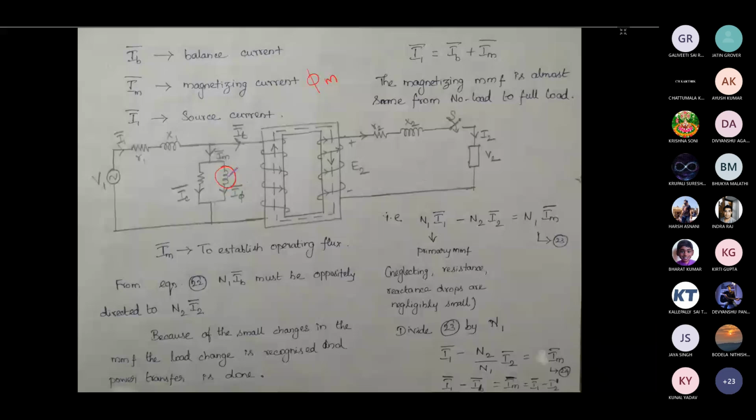Then I am going to represent this. This is nothing but Rm, generally it will be like Xm. This Rm is going to represent the core loss. This is going to represent the leakage flux, and this is going to represent the mutual flux. Rm represents the core loss, and this represents the copper loss of the winding. So these are the only four things.